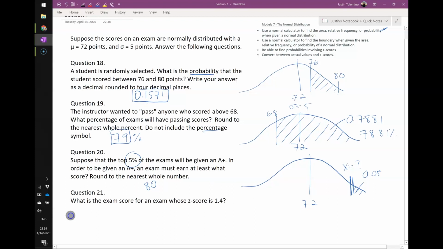Finally, it says, what is the exam score of an exam whose z-score is 1.4? So this just goes back to, again, do you understand what a z-score is? Now, you could have just plugged into the formula and solved if you like algebra. But if you understand a z-score is just the number of standard deviations above or below the mean, then this was not even an algebra problem. We can just start at the mean of 72. And we want to go up, so plus, because it's positive, 1.4 standard deviations away, and a standard deviation is 5. And if we type that into our calculator, we get 79.